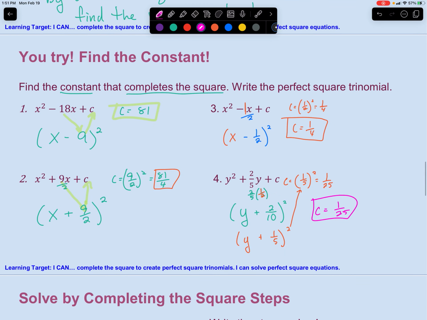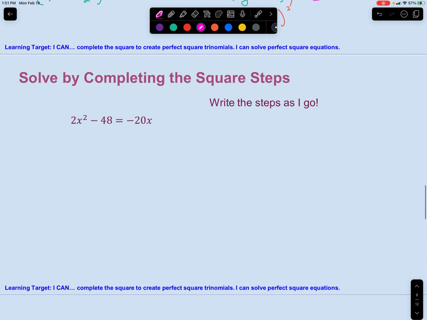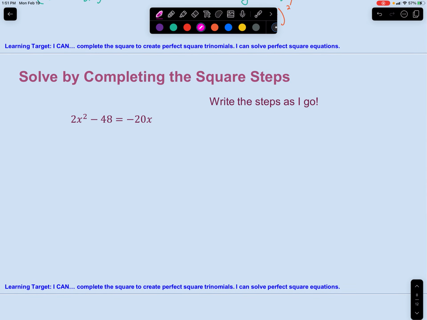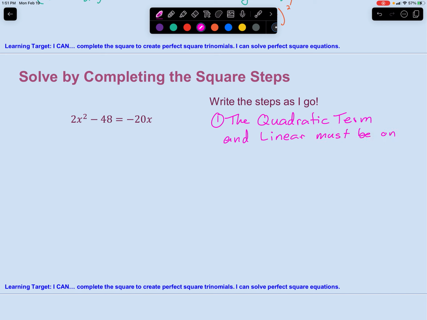So that's practicing finding the missing constant. We haven't started solving it. So solve by completing the square. I'm going to write the steps as I go. First things first, the quadratic term and linear term must be on the same side.